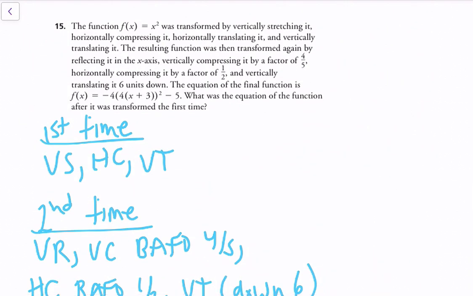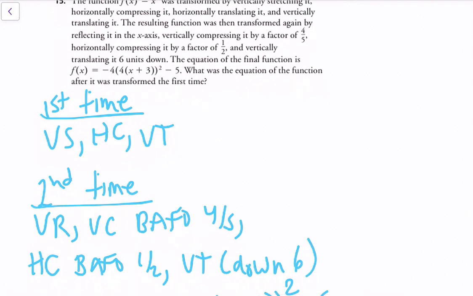Okay, so there's a question from the end of the section. This is giving us basically the parent function. It's telling us what transformations were applied the first time, and then it's telling us transformations that were applied a second time. And basically what they want us to do is, given the final equation of the function, tell us what the transformations were after the first time it was transformed. So what we need to do is undo everything that was done the second time around.